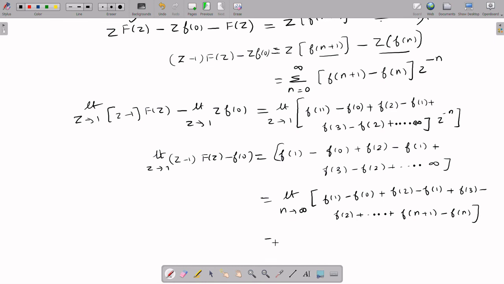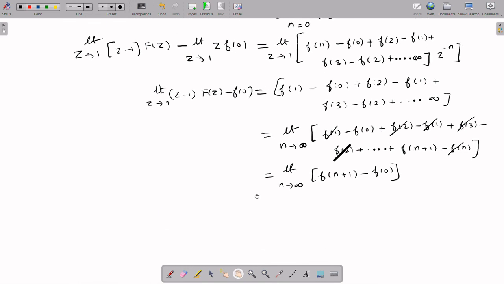Which is equal to, when you take it like this, f of 1 gets cancelled. And this f of 2 and this f of 2 get cancelled, and here f of 3 gets cancelled, and up to this, f of n also gets cancelled with the previous f of n minus 1. All the terms get cancelled except this f of 0 and f of n plus 1. So you have limit n tending to infinity of f of n plus 1 minus f at 0.